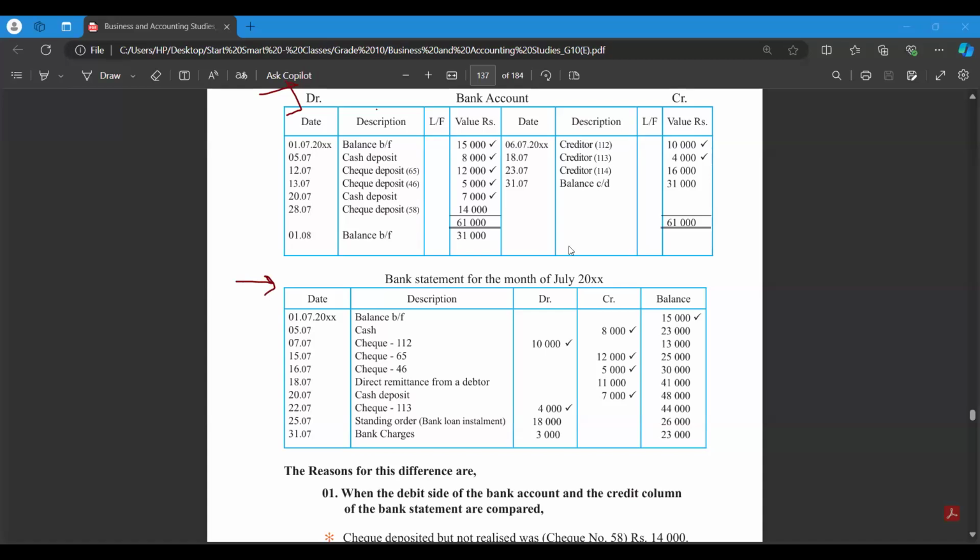So how you check for the two different balances is, can you note this last balance? 31,000 over here, right? This is the final balance that we got in our business bank account. But the bank says that you have only 23,000 in your account. It's 23,000 in the bank statement, but in the bank account that we have prepared we have mentioned 31,000, which is more than the bank statement balance. Isn't that correct? So in the bank account prepared by the business, it shows 31,000, but the bank statement shows 23,000.